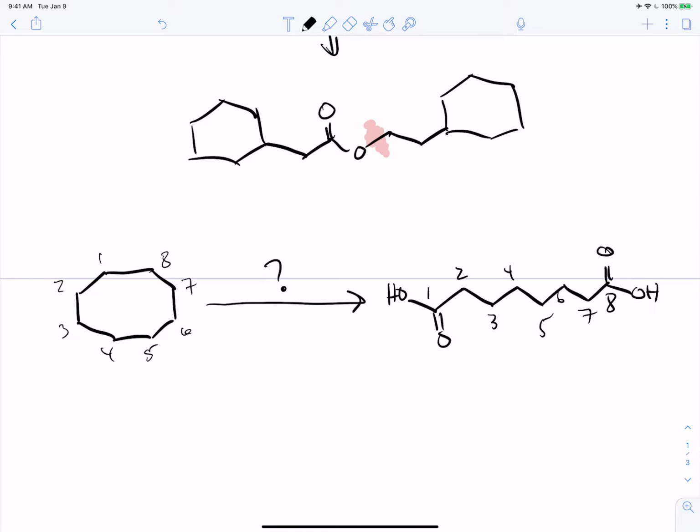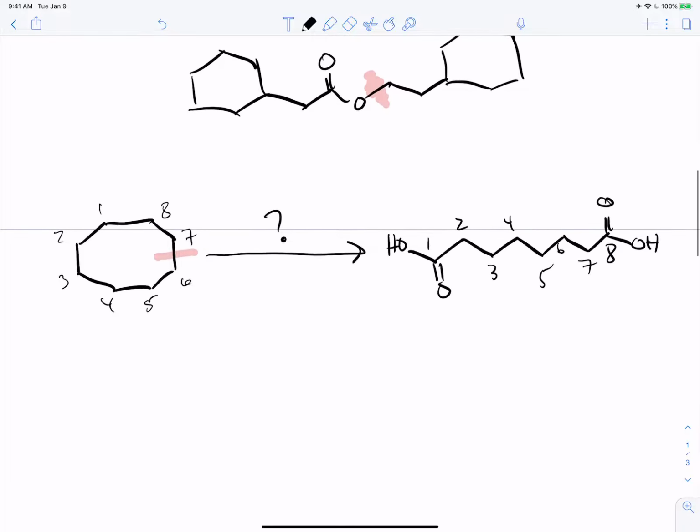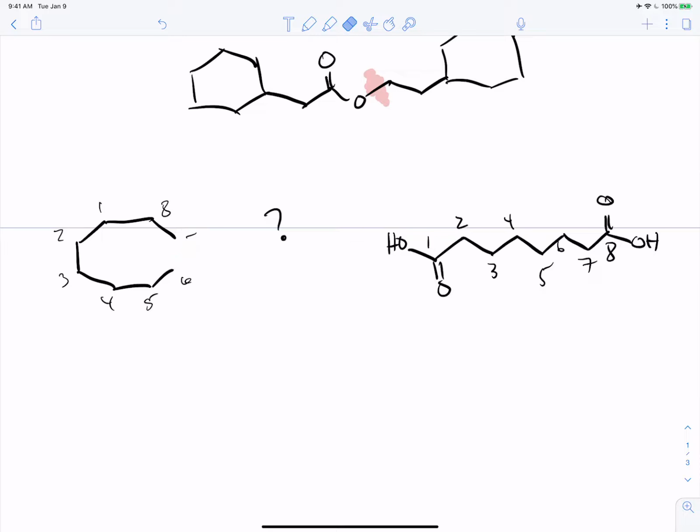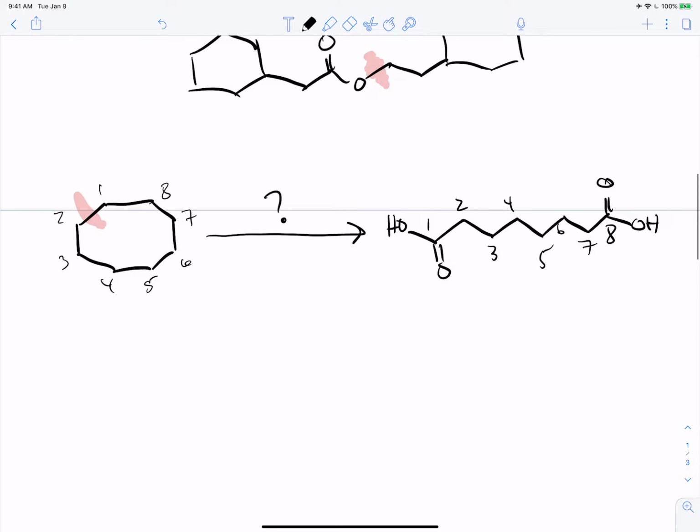And so all we're trying to do here is break one of these carbon-carbon bonds. And all the carbon-carbon bonds here are equivalent, so I'm just going to pick one and say we want to break that one. Or let's say we want to break 1, 2.